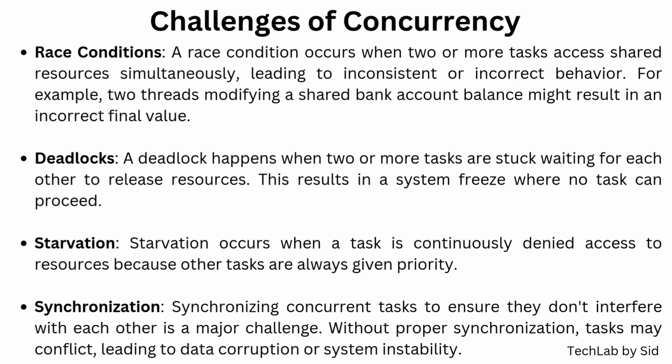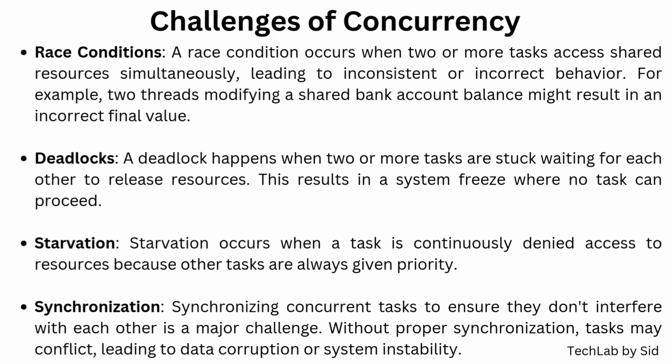It happens when a task is perpetually denied access to resources because other tasks are constantly given priority. For example, in a task scheduling system, if a low-priority task is always preempted by higher-priority tasks, it may never get the chance to execute, leading to poor performance and system inefficiency.